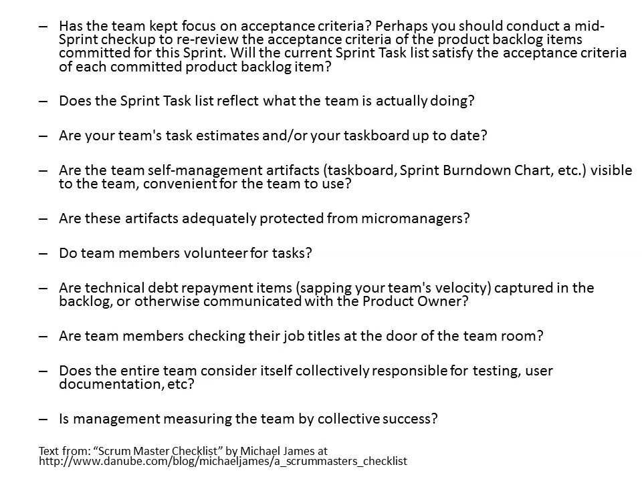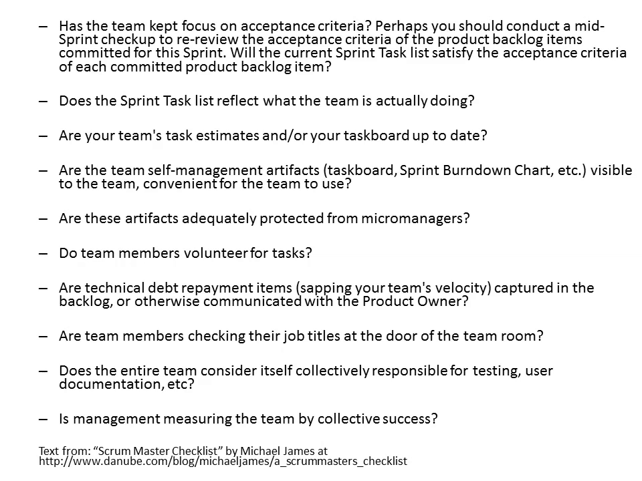Are they getting towards being self-managed? Do the artifacts adequately protect them from the micromanagers in the organization? Do the team members volunteer for the tasks? Is technical debt being repaid on a regular basis and not building up?